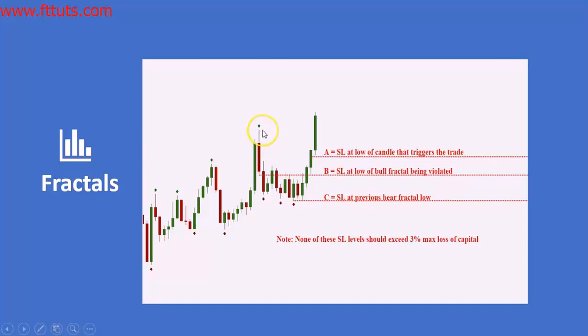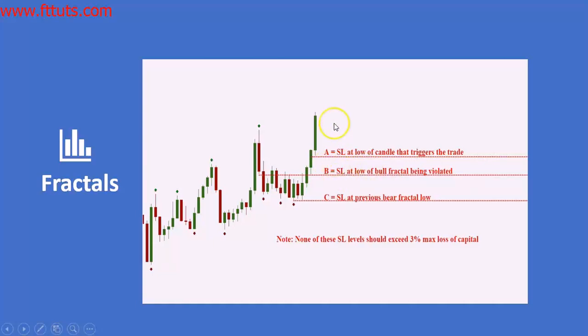So you enter here, this candle triggered it, so you put a stop loss here, or at the low of the bull fractal being violated. This is the bull fractal being violated. You can put a stop loss there, or the last place, which is the best place but carries the biggest risk and the biggest stop loss: the previous low, the bear fractal low right here. Because this is where the market changes, and until the market violates this level, your trade is still good, even if it's in a drawdown.